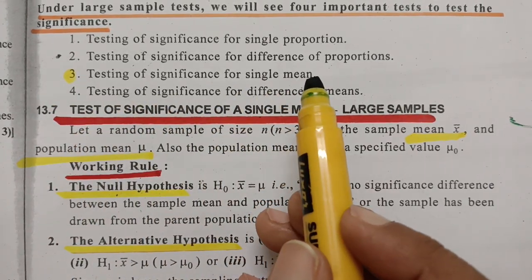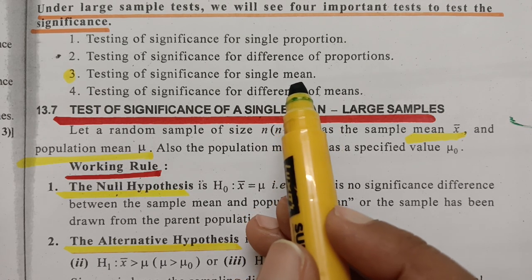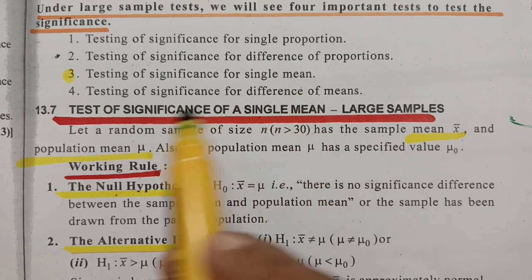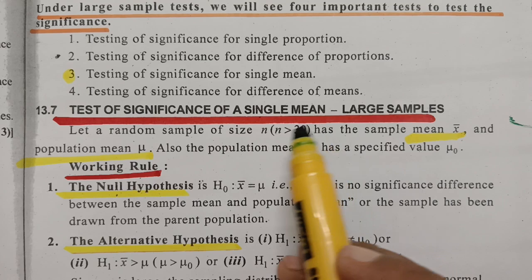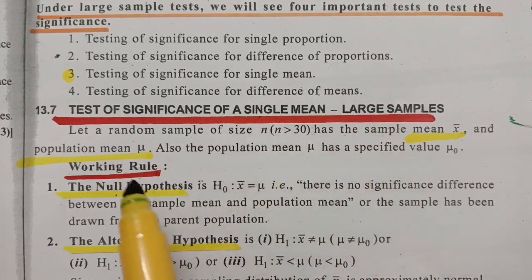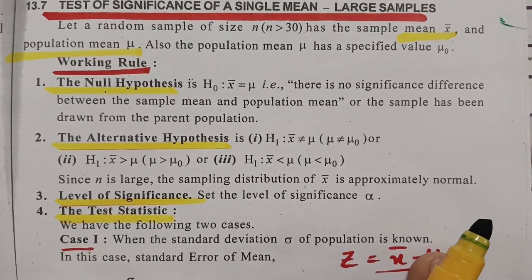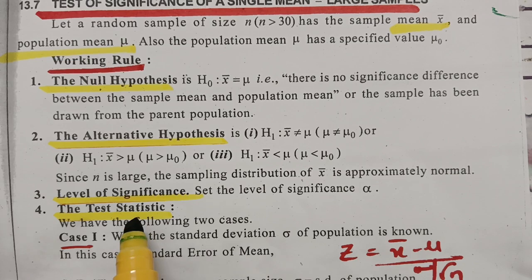I have uploaded two problems related to this series, and here are a few problems which I'm going to teach you. The first one is the testing of significance of a single mean, large samples. When n is greater than 30, we say it is a large sample. The working rule for this is very simple. The steps are: null hypothesis, alternate hypothesis, level of significance, test statistic, and conclusion.